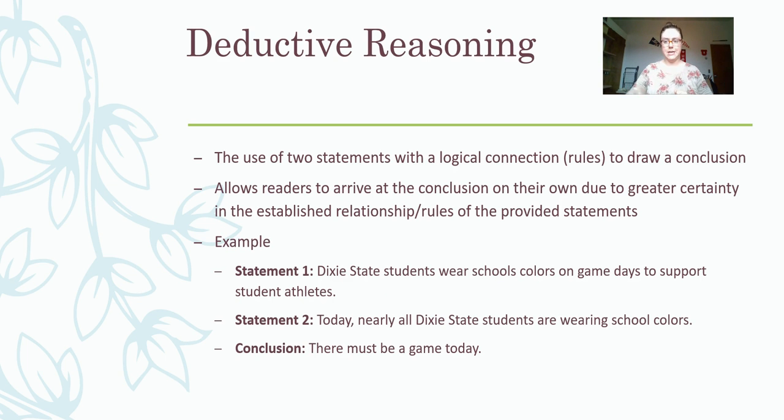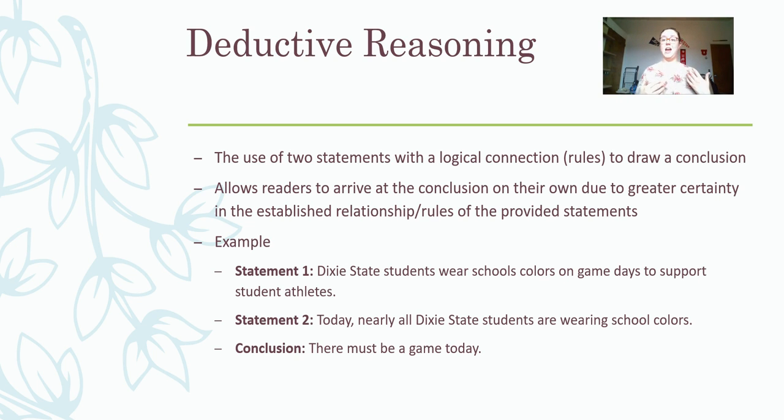Now let's go back to deductive reasoning. There is a greater certainty in deductive reasoning, and so oftentimes conclusions are more subtle, and you as the writer don't have to explicitly state it. So let's look at a quick example. Statement 1, Dixie State students wear school colors on game days to support student athletes. Statement 2, today nearly all Dixie State students are wearing school colors. Conclusion, there must be a game today.